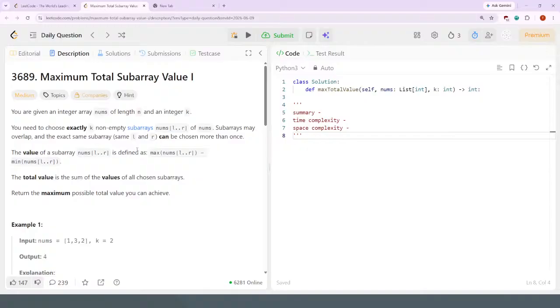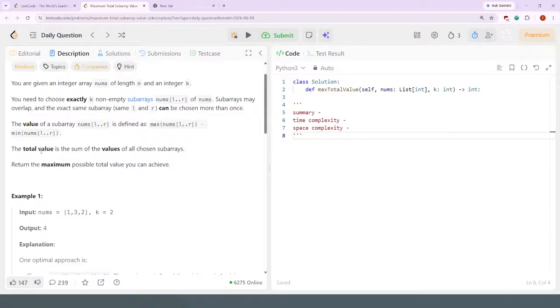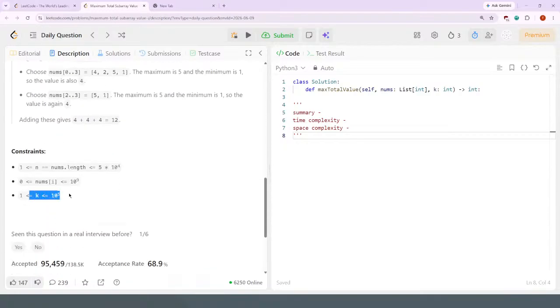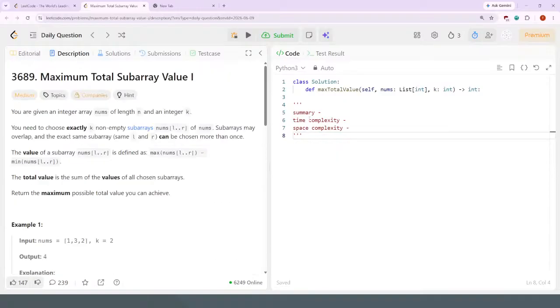The value of a subarray is defined as the maximum of the values minus the minimum of the values in that subarray. The total value is the sum of the values of all chosen subarrays, which is the maximum possible total value you can achieve. So I guess, can these values be negative? These values cannot be negative. So assume that you'd want to always use all k subarrays, even if they're identical.